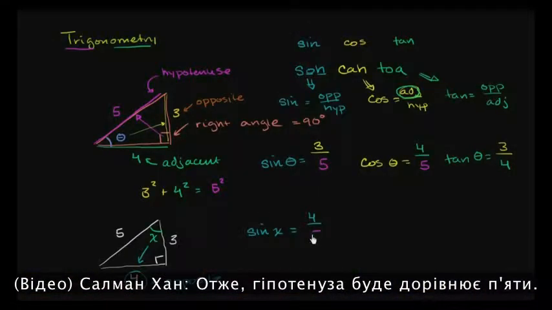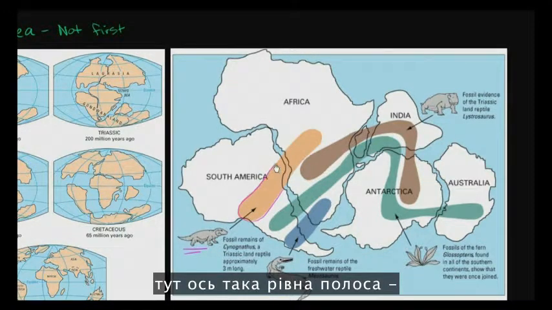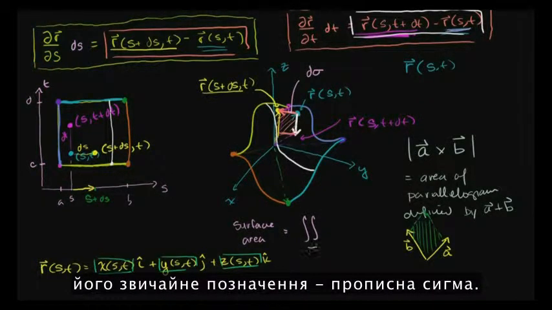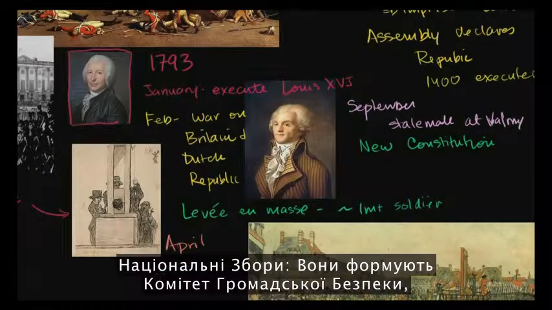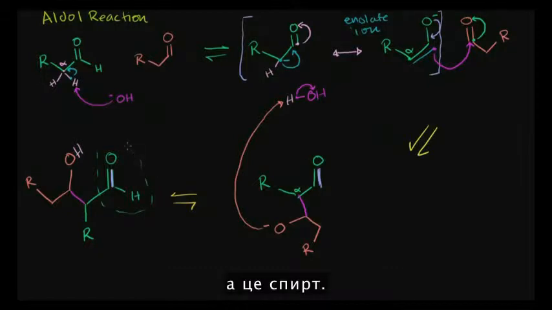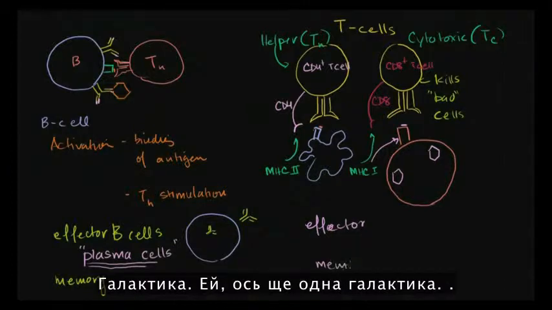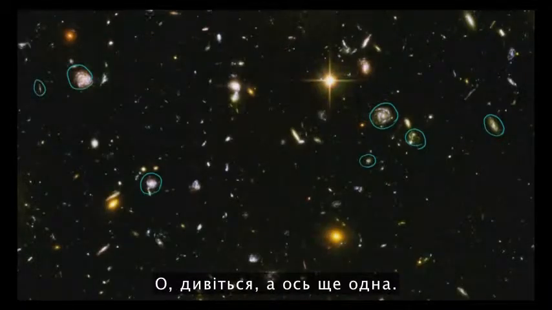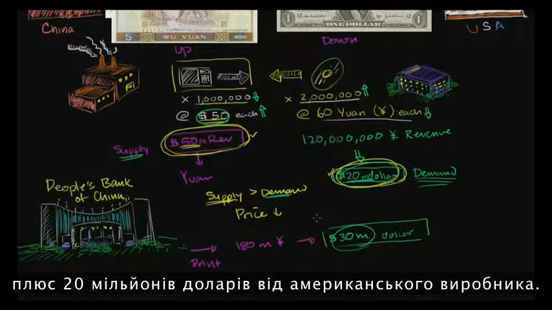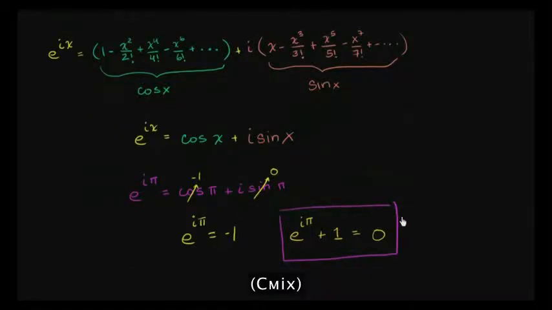So the hypotenuse is now going to be 5. This animal's fossils are only found in this area of South America, a nice clean band here, and this part of Africa. We could integrate over the surface, and the notation usually is a capital sigma. National Assembly, they create the Committee of Public Safety, which sounds like a very nice committee. Notice, this is an aldehyde, and it's an alcohol. Start differentiating into effector and memory cells. A galaxy. Hey, there's another galaxy. Oh, look, there's another galaxy. And for dollars is their 30 million plus the $20 million from the American manufacturer. If this does not blow your mind, then you have no emotion.